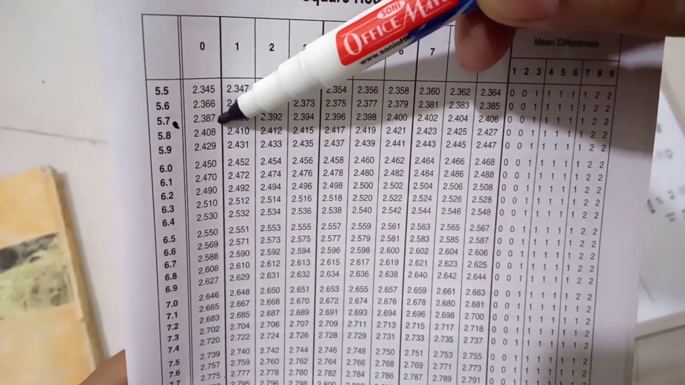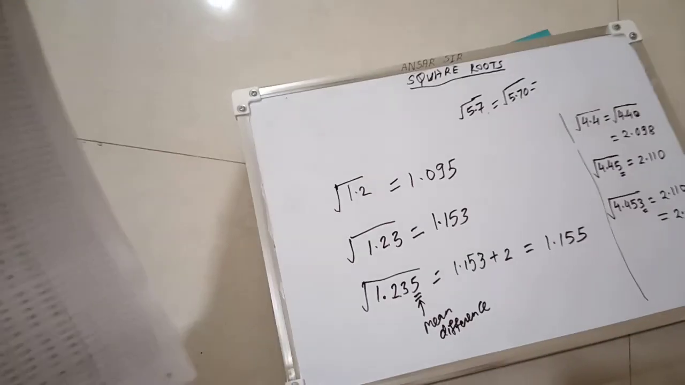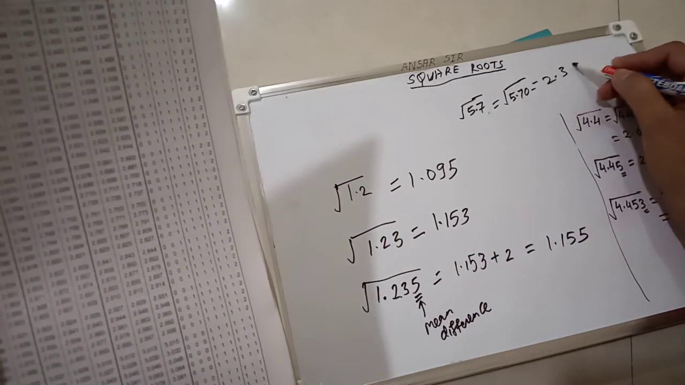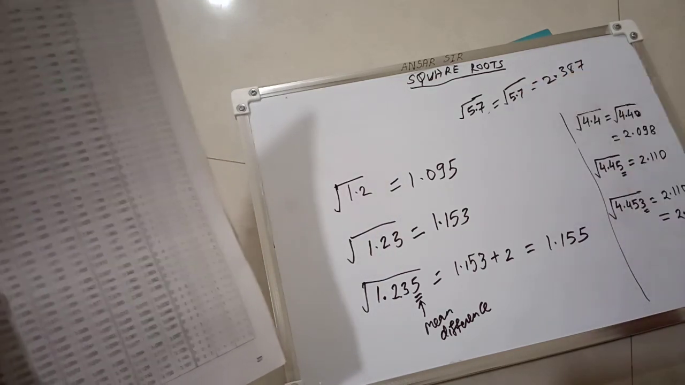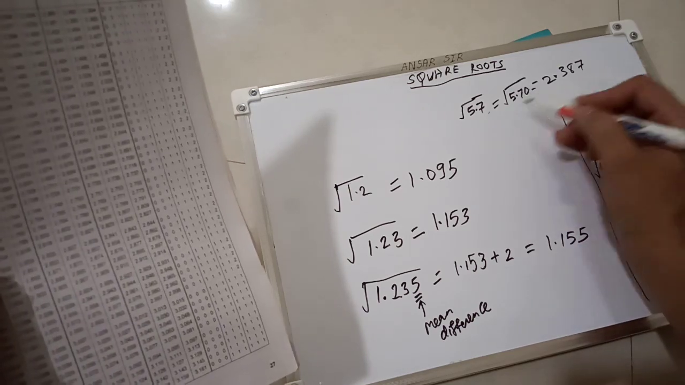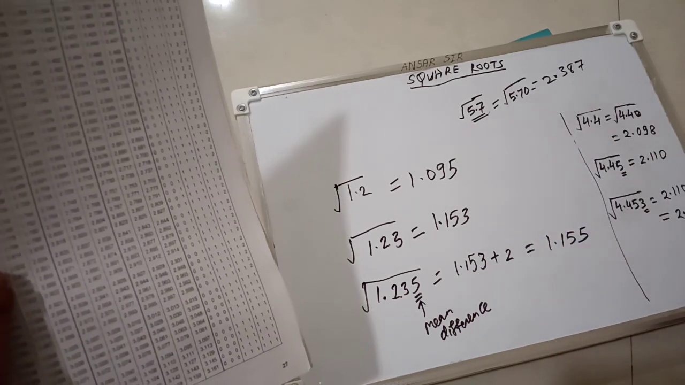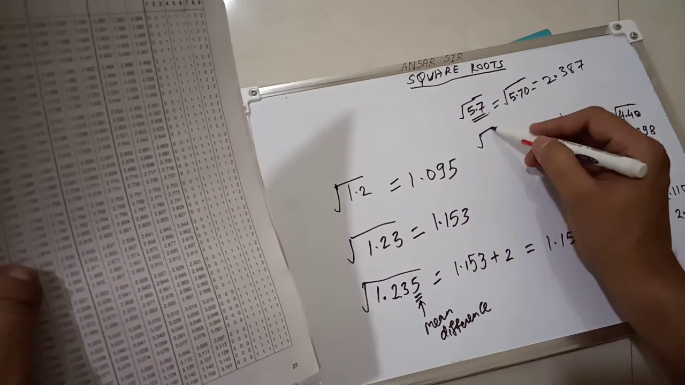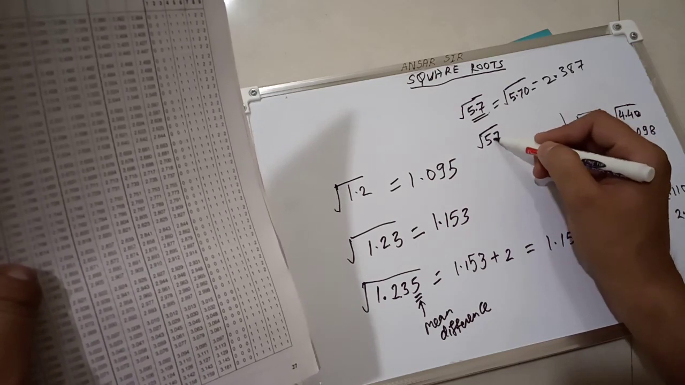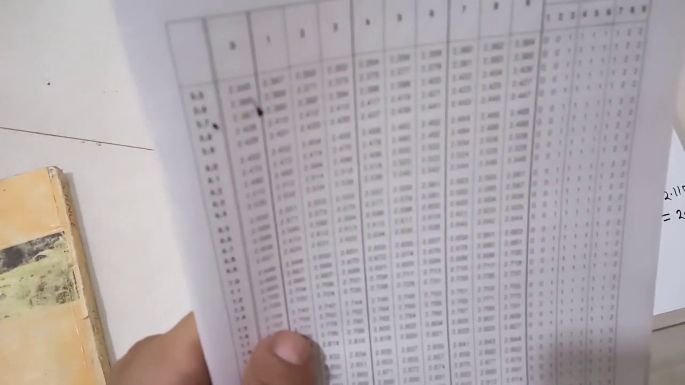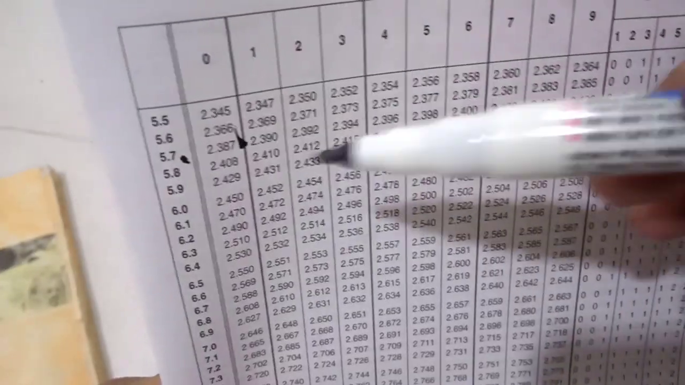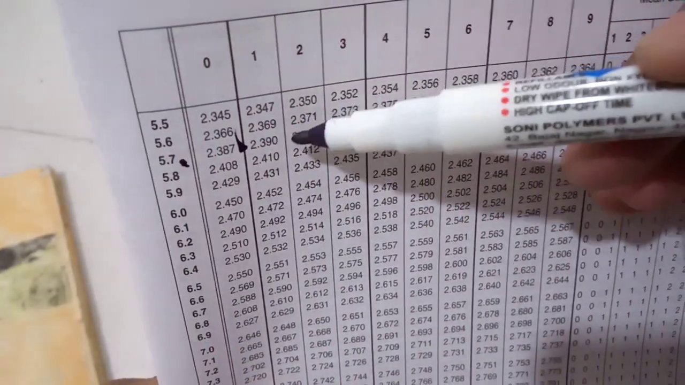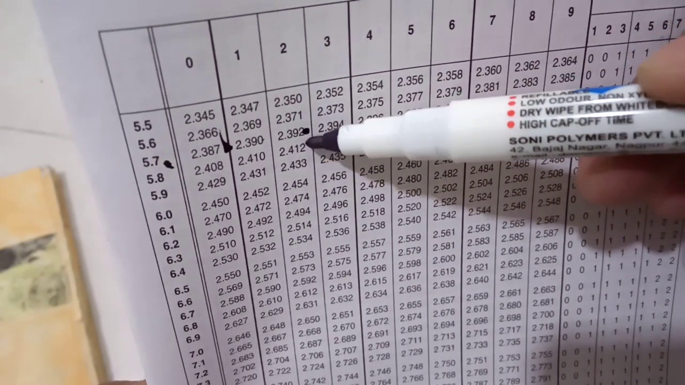The value will be 2.387. Understood? This is for 2 digits. 5.7, nothing given, means these are only 2 digits. And if they say find out root 5.72, then what will we do? 5.72 will be here. It is 5.70, 5.71, and this will be 5.72.